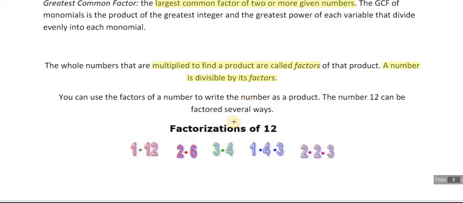Here's an example of the different factor pairs of 12. So 1 times 12, 2 times 6, 3 times 4. We could do 1 times 4 times 3. That's kind of redundant, adding that 1 in there, but it's okay. And 2 times 2 times 3 is taking this 2 times 6 or even this 3 times 4 and breaking it apart farther. This would be the prime factorization right here, because those are only prime numbers.